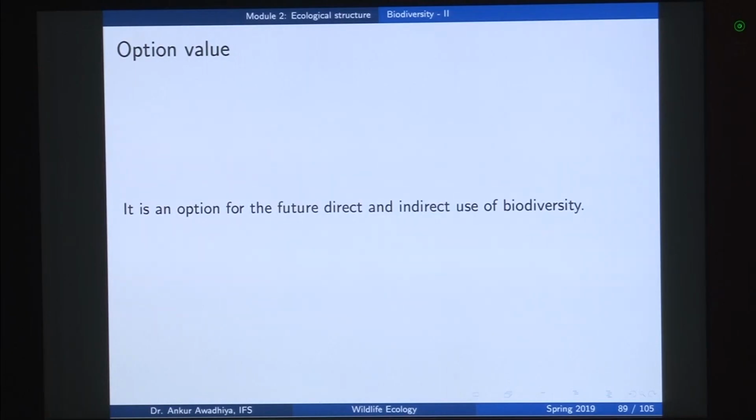Now, option value is the value that we are deriving for keeping this option open, that we are not using this forest now, but we are waiting for some time.